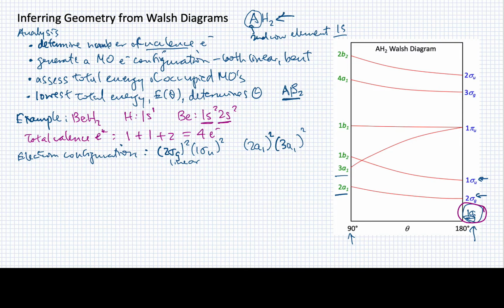Now, I want you to notice something about this diagram, though. If we happen to be at, for example, an angle somewhere in here, well, actually, the second one that we get is 1b2.